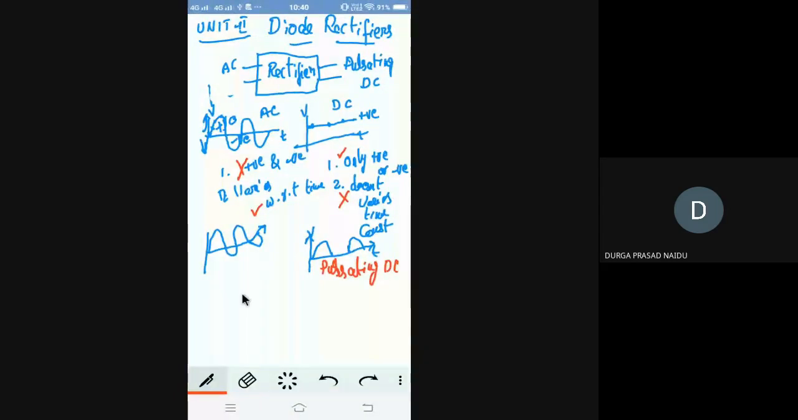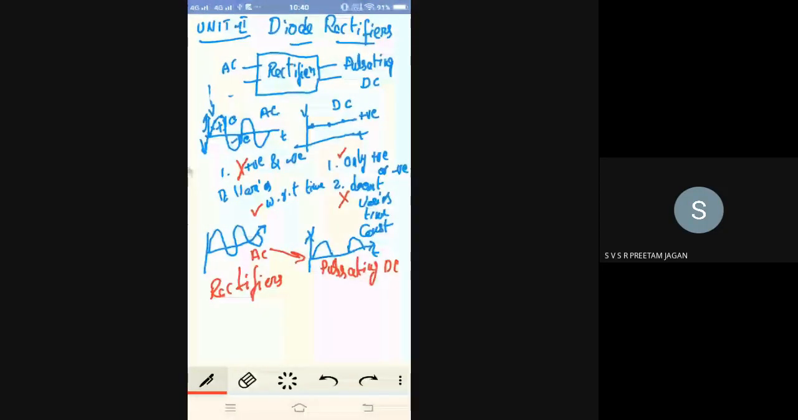So a rectifier is an electronic circuit which converts AC to pulsating DC. Everyone understand what is the definition of the rectifier? Why it is known as pulsating DC?